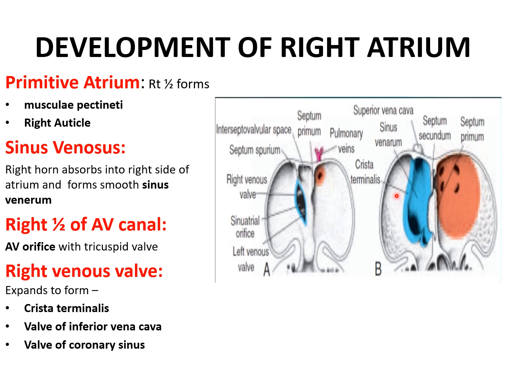It also enlarges to form crista terminalis, and the lower part of it forms the valve around the inferior vena cava, which is rudimentary in adults and is also called the Eustachian valve, and the lowermost part forms the valve around the coronary sinus, which is called Thebesian's valve.